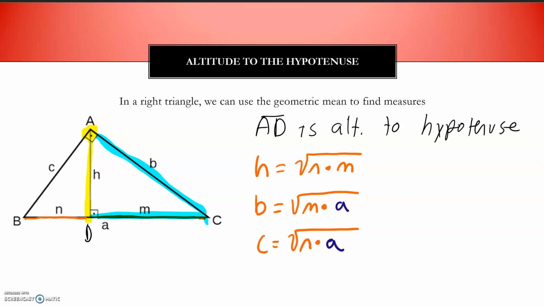And that's really all there is for geometric mean. So remember, geometric mean is the square root of the product of two numbers. And then we have these three formulas, and that is again specific to altitude to the hypotenuse in a right triangle.